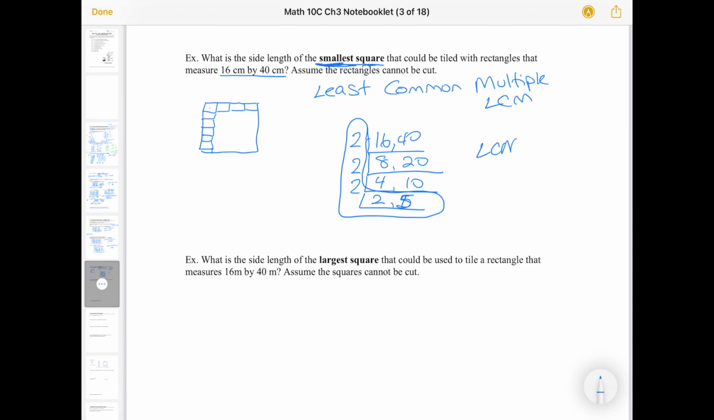All right, so for my lowest common multiple, I'm grabbing the L. So my LCM is going to be 2 times 2 times 2 times 2 times 5. And we put that into our calculator, and I get 80. So the side length of the smallest square is going to be 80 centimeters. All right, so I'm looking for a small square, so I'm using my least common multiple.